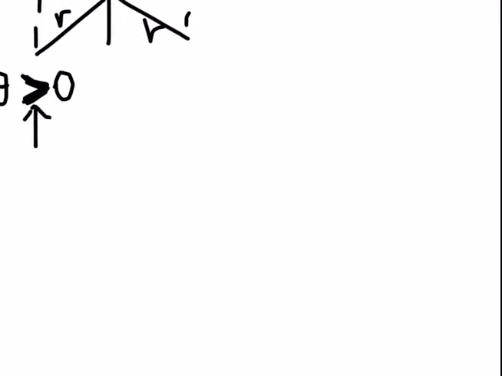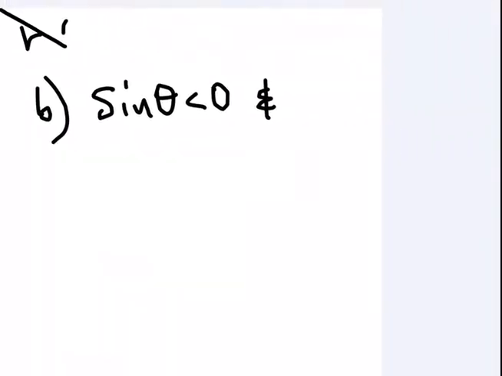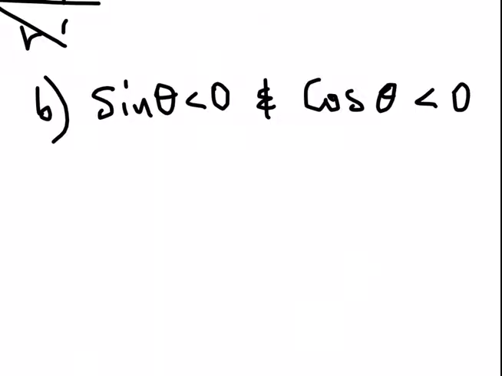Let's say B. For B, sine of an angle is less than 0, and cos of an angle is less than 0. You should just interpret less than 0 as something being negative. Your approach should be: sine is y over r, and r is always positive. So for you to have a value less than 0, it has to be negative over a positive. That will definitely give us a negative y value.